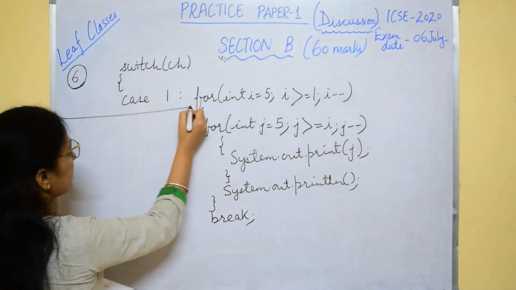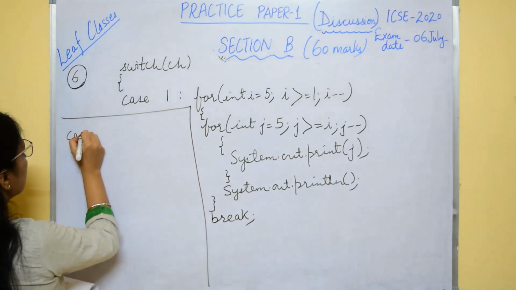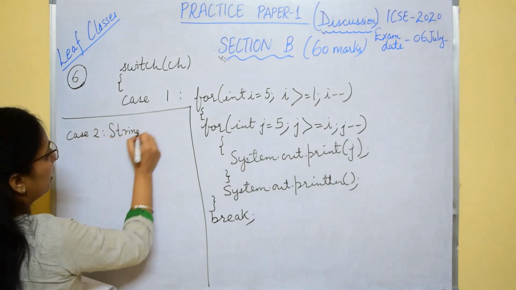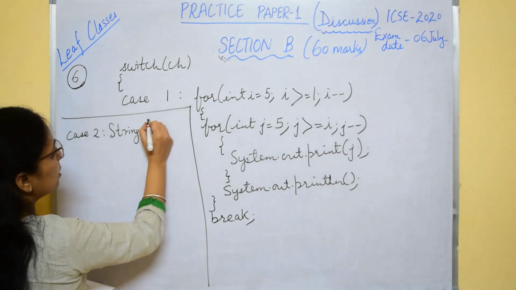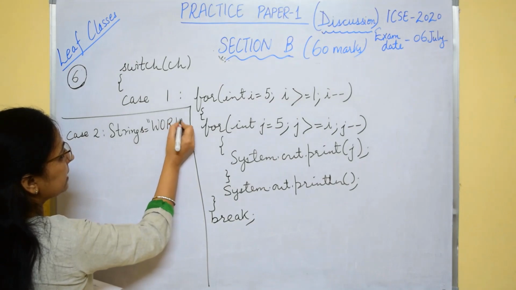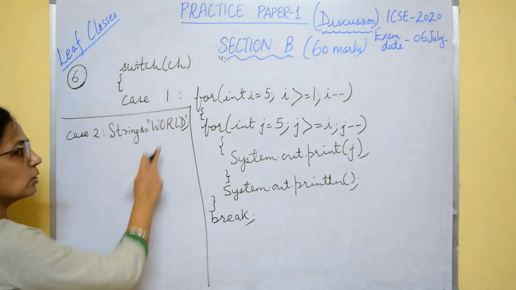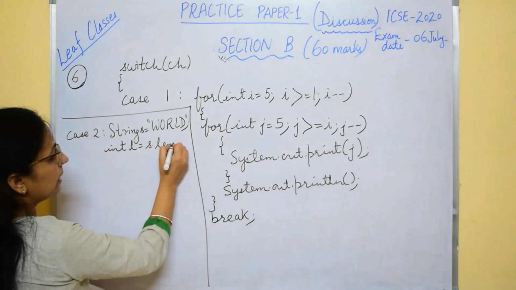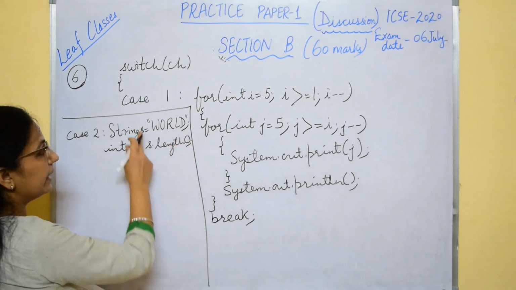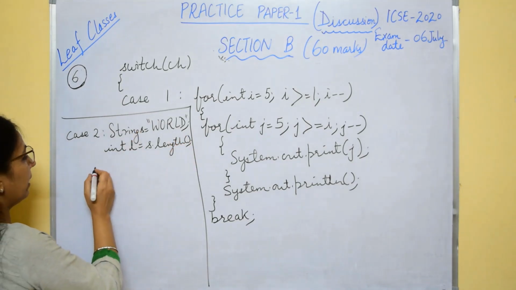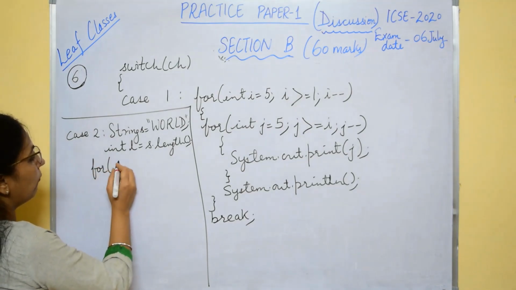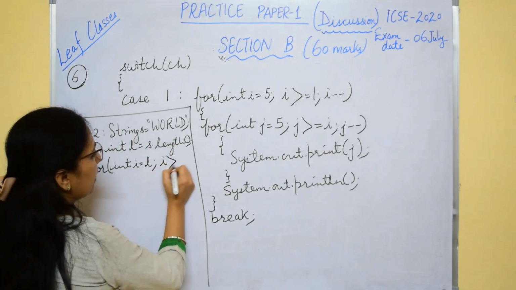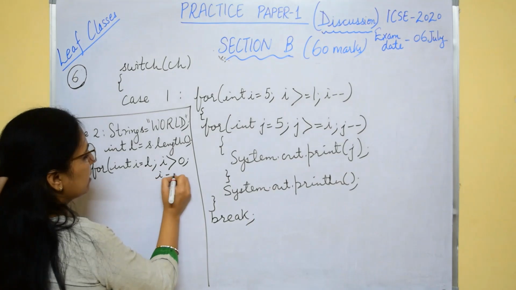Then after this, the second case is there, case 2. For this we'll take the value, say s equals "WORLD". All the letters in the question are given in capital, so we are also writing in capital. Then int l equals s.length. Here you can find the length of the given string in the l variable. Then you can take the loop for int i equals l, i greater than 0, i minus minus.